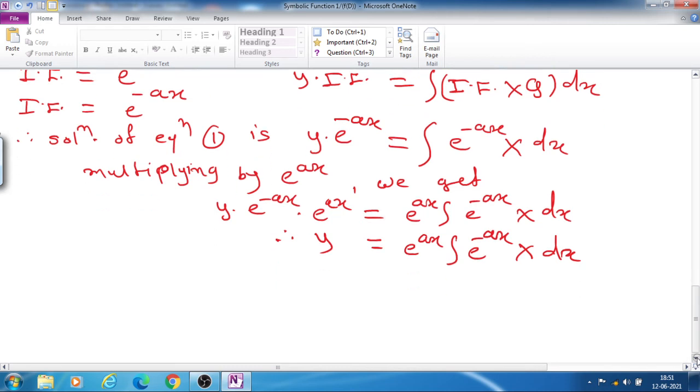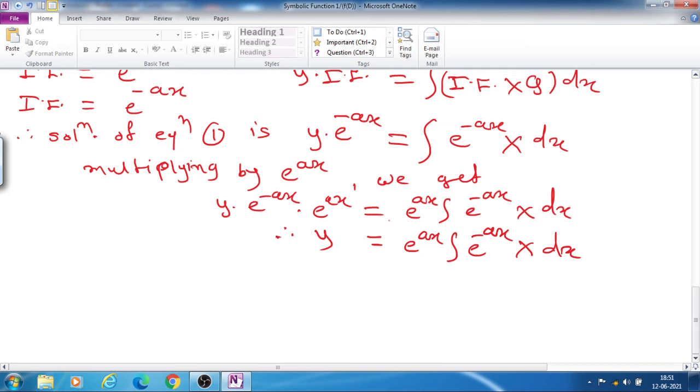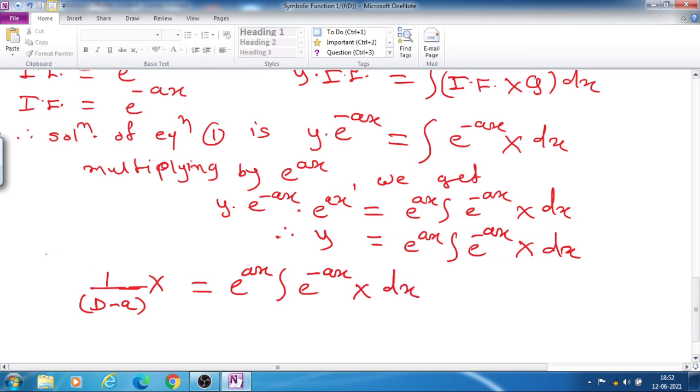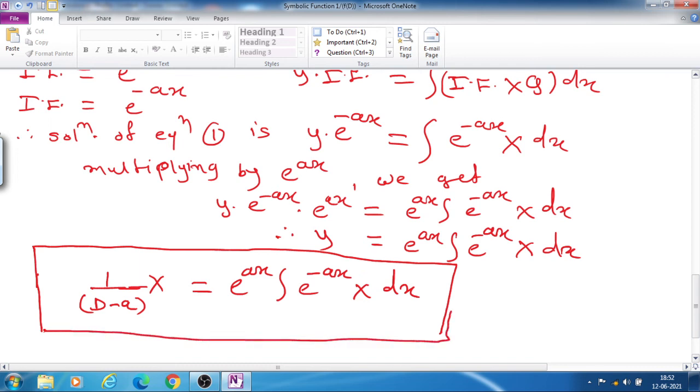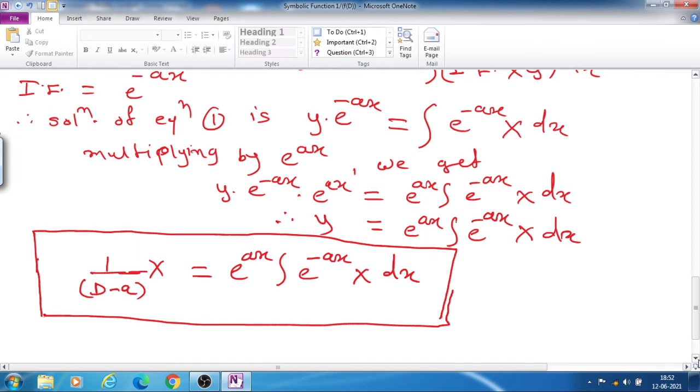So this is our formula. What is y? We have substituted y for 1 upon D minus a into capital X. So the value of this is e raised to ax into integral e raised to minus ax into capital X dx. You must remember this formula, because to find the particular integral we have to use this formula many times.